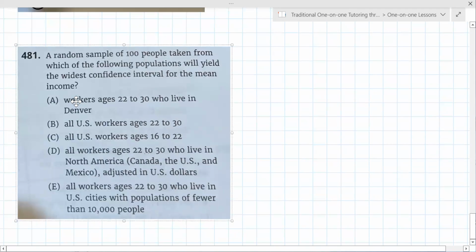Okay, a random sample of 100 people taken from which of the following populations will yield the widest confidence interval for the mean income? So what I take that to mean, well, be careful here. So if I sample 100 swimmers at a swim meet, is that even reasonable? Are there 100 people at a swim meet?